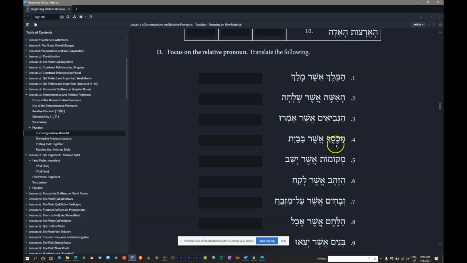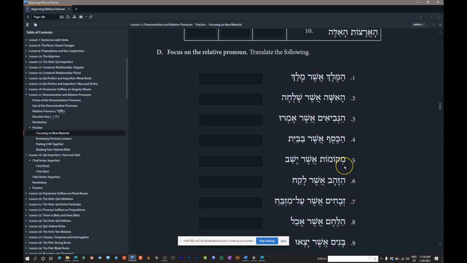Number 4, we've got hakesef asher babayit. So this is the silver or the money which in the house. So here we've got a verbless clause. The money which is in the house. Or you could just say the money in the house. That's probably how we would translate it in English.